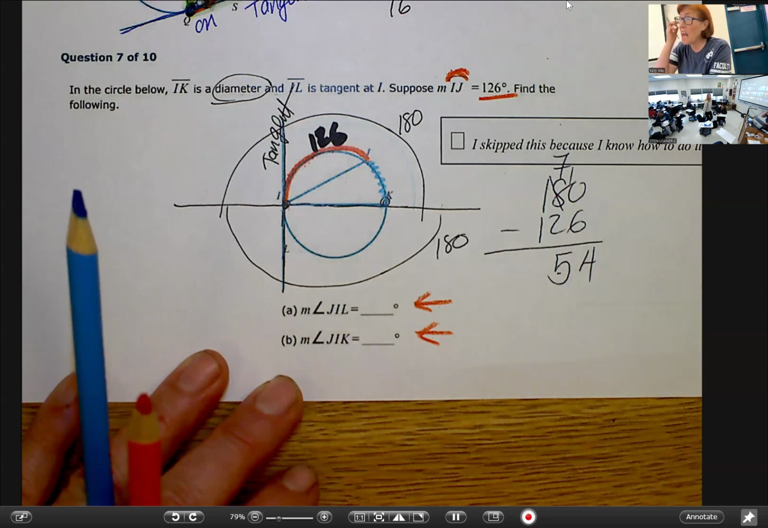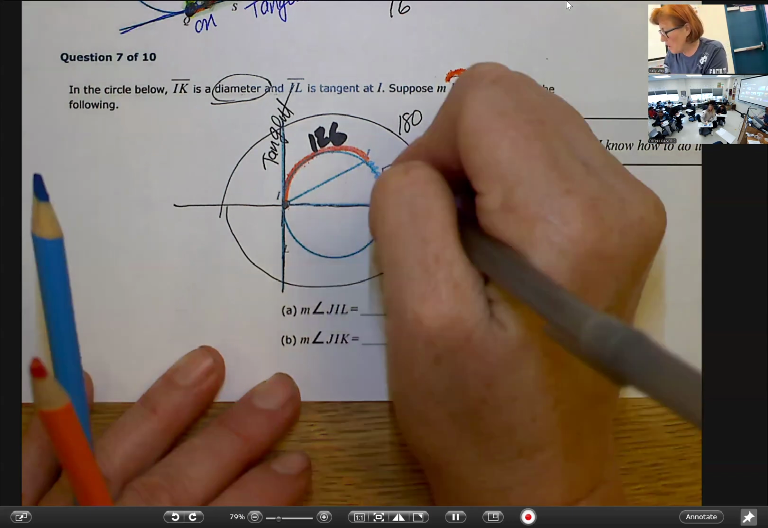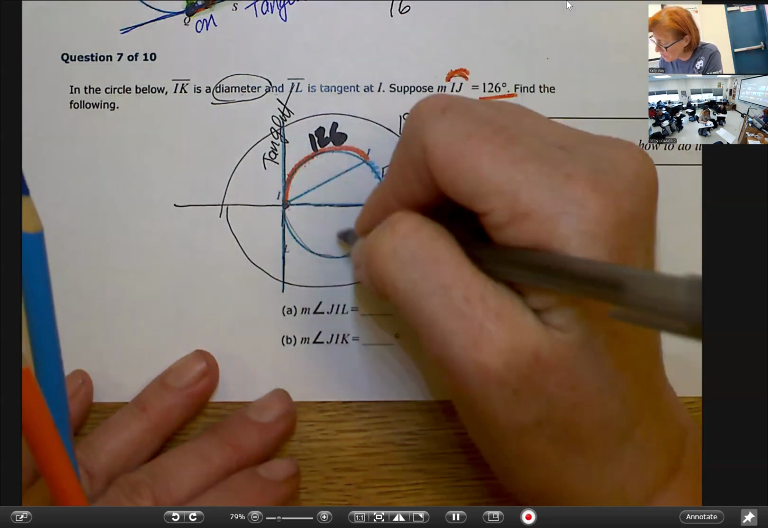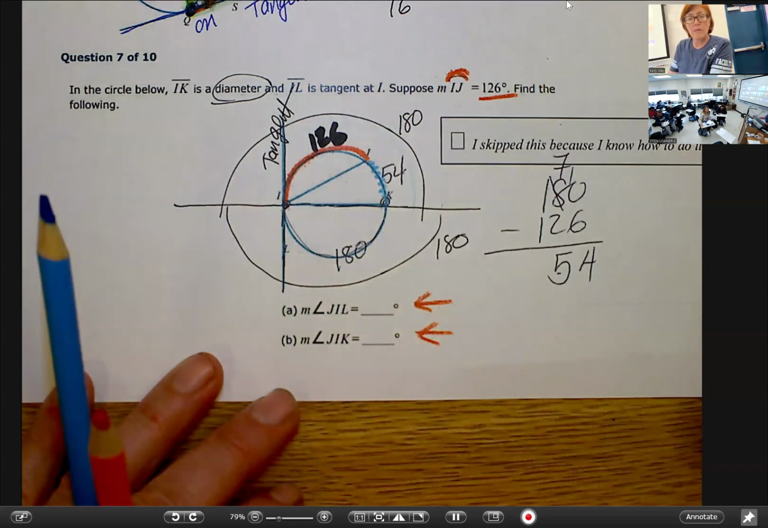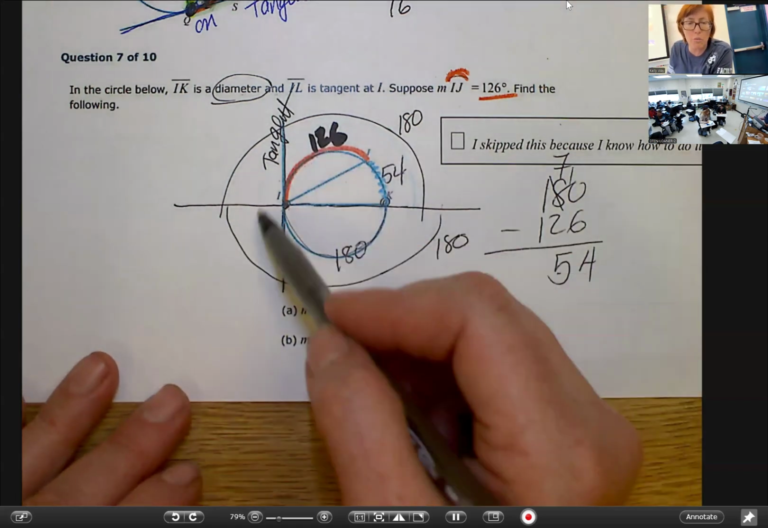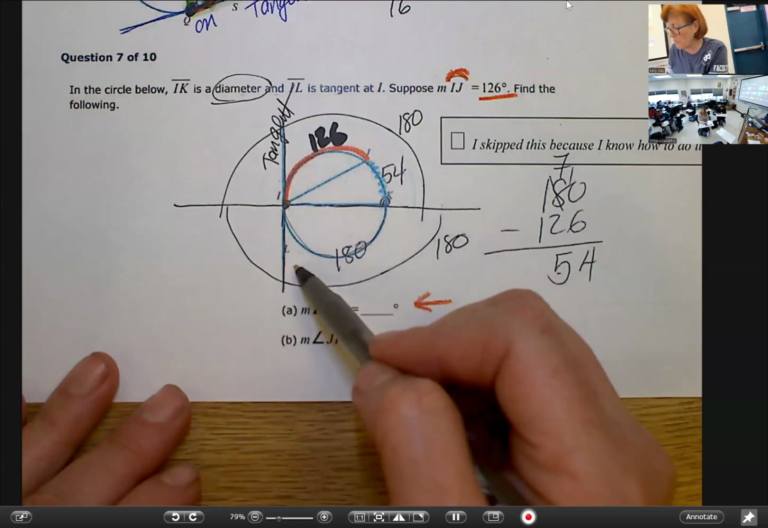What you got there, Kenzie? 54 it is. All righty, guys. Let's see what else we can find. Over here is 180. Right? Okay. Remember, we always do arcs before angles, just as a general rule. You always try to find all the arcs. Now we're going to find the angles.